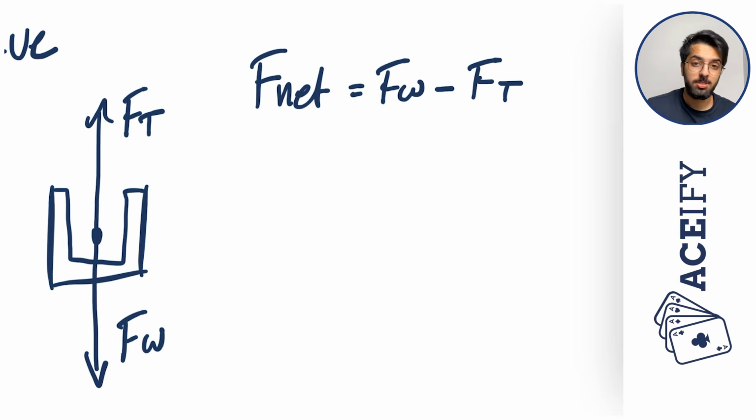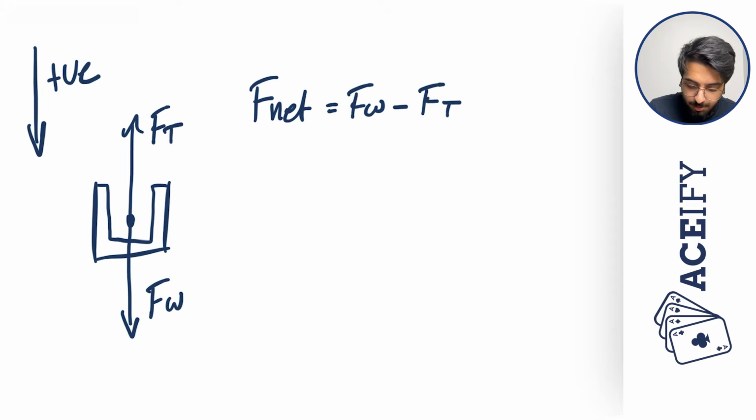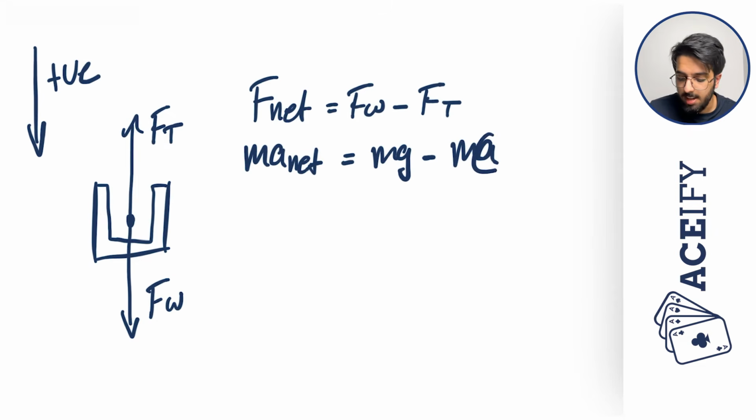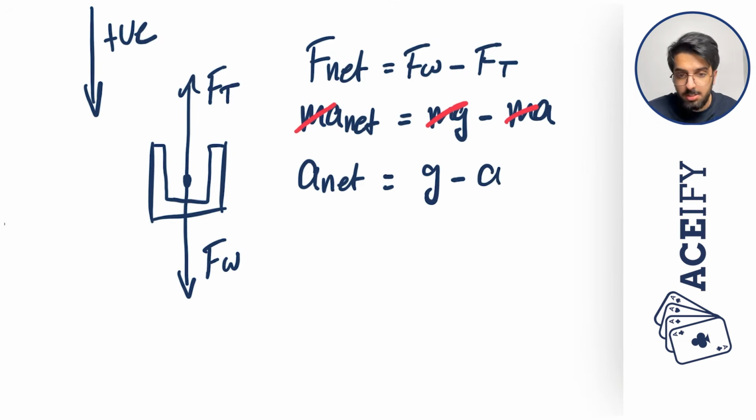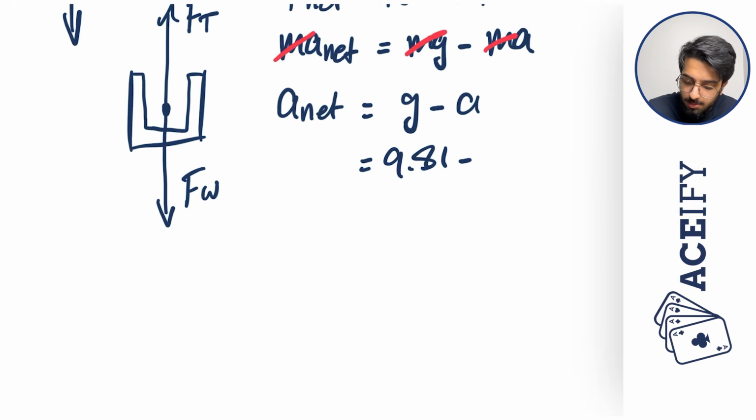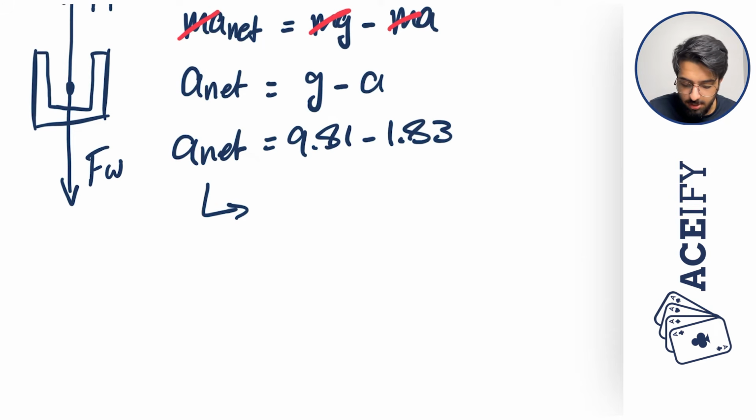Now, what is our net force? Well, we know F is equal to ma, and so our mass times our a, we can call that a net. So mg minus Ft is also equal to ma, right? And now this a is equal to this a right here. And so we can cancel out our masses on both sides, and we get our net acceleration is equal to g minus our acceleration, and therefore 9.81 minus 1.83 is equal to our net acceleration. This gives a net acceleration of 7.98 meters per second squared.